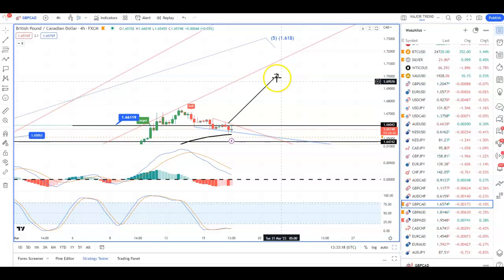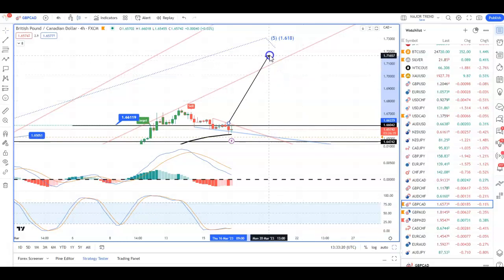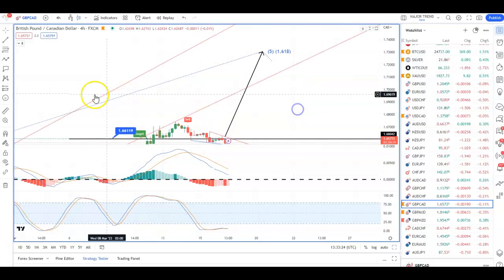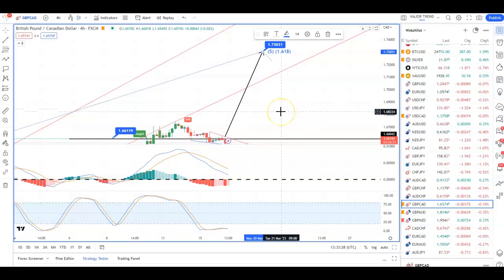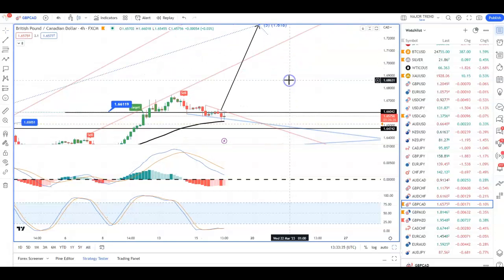Target, well, you can probably guess where the target is. This is in a wave 4 heading for wave 5. That is 173. Okay, that's about 700 pips. That'd be nice.